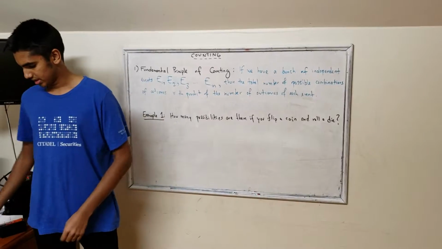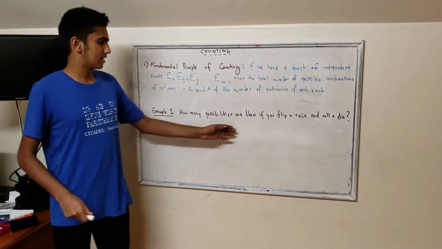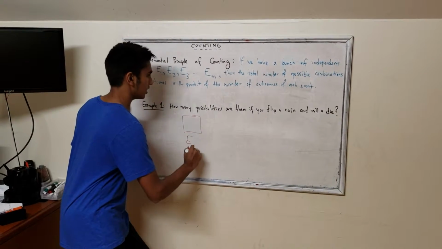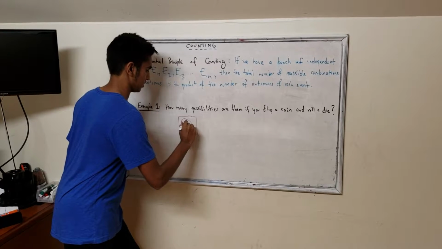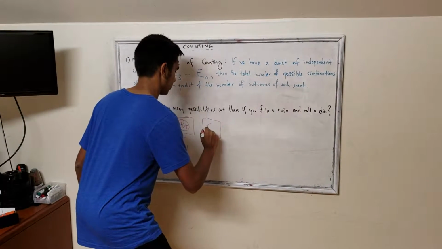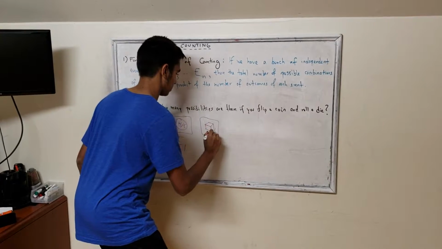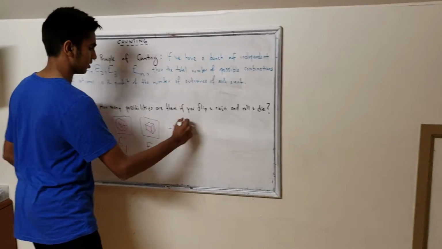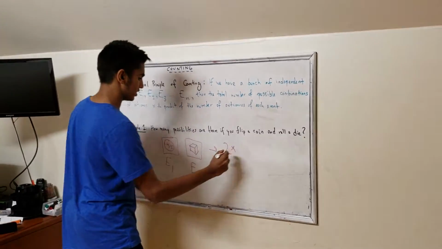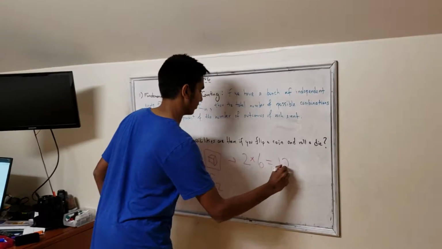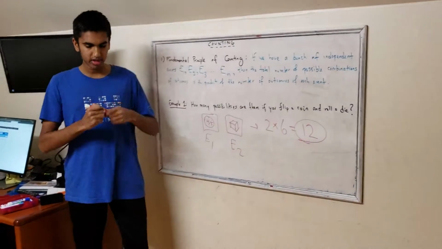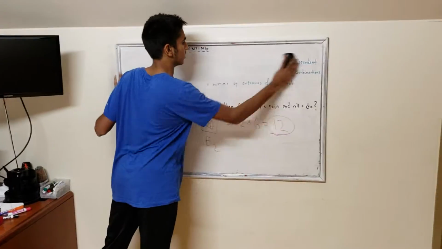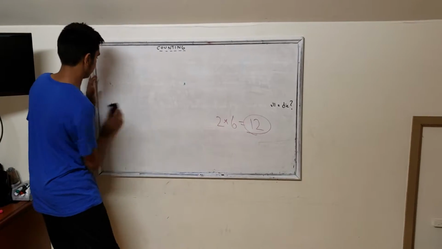So here's a trivial example. How many possibilities are there if you flip a coin and roll a die? You have your independent events, so E1 is flip a coin, and E2 is roll a die. So the total number of possibilities is: there are 2 possibilities for flipping a coin, 6 possibilities for rolling a die, and you have 12. So now, independent events, they're not just events.